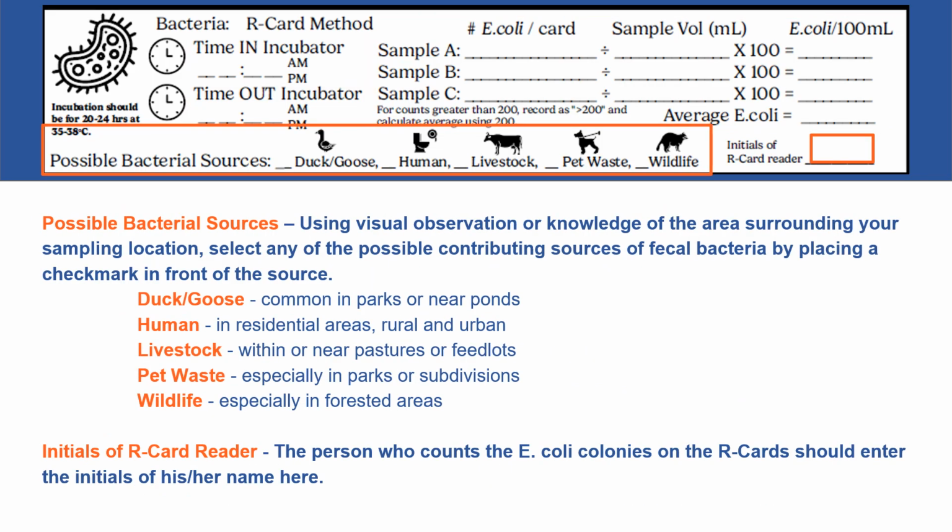Using your knowledge of the sampling area and observations while you are there, place a check mark next to any possible sources of E. coli to the stream. Contributions from waterfowl waste, such as those from ducks or geese, are common in parks or near ponds. Human sources can be anywhere homes are nearby in both rural and urban settings. Livestock sources can be from pasture land or feedlots. Pet waste is likely most concentrated in park or subdivision areas, and wildlife inputs may be more likely in forested areas.